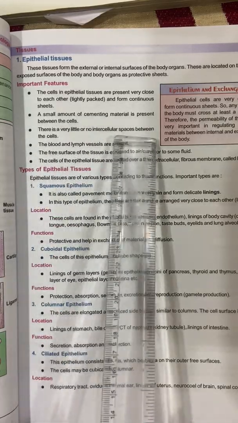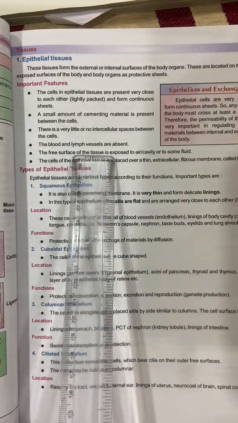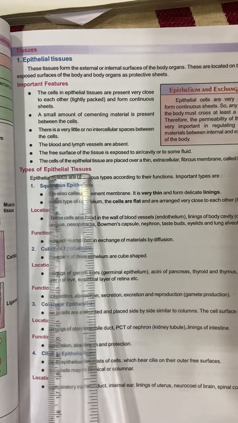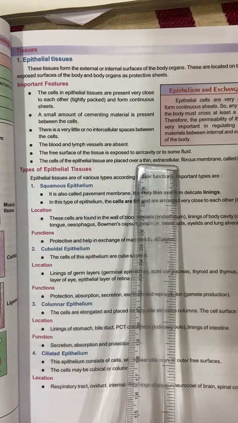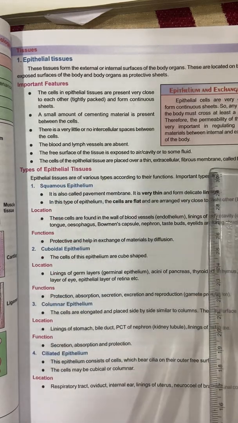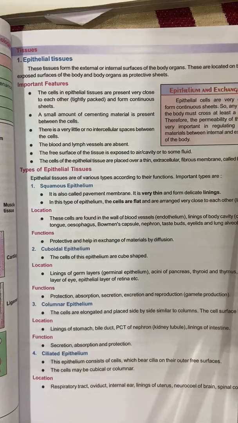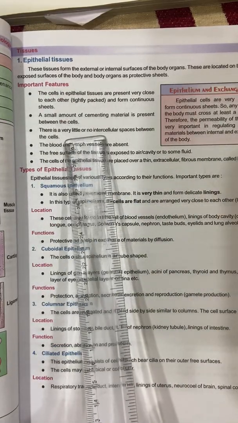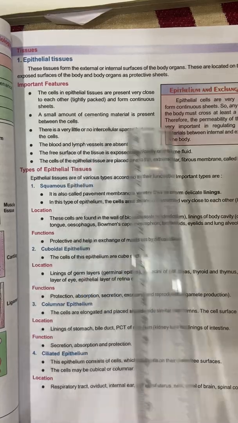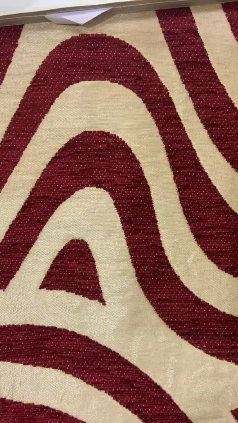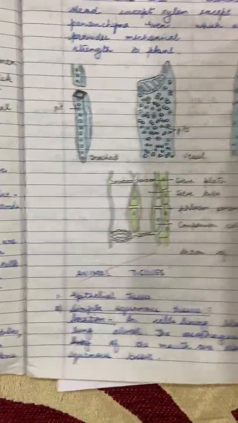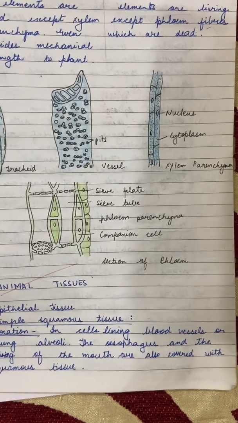Then the blood and the lymph vessels are absent. The free surface of the tissue is exposed to an air cavity or to some fluid, and the cells of the epithelial tissue are placed over a thin extracellular fibrous membrane, which is called the basement membrane. So these are the general features, or the important features, of the epithelial tissue. Now, talking about the various types of the epithelial tissue. So this we will be studying in the form of the structure, the location, and the function of these tissues.